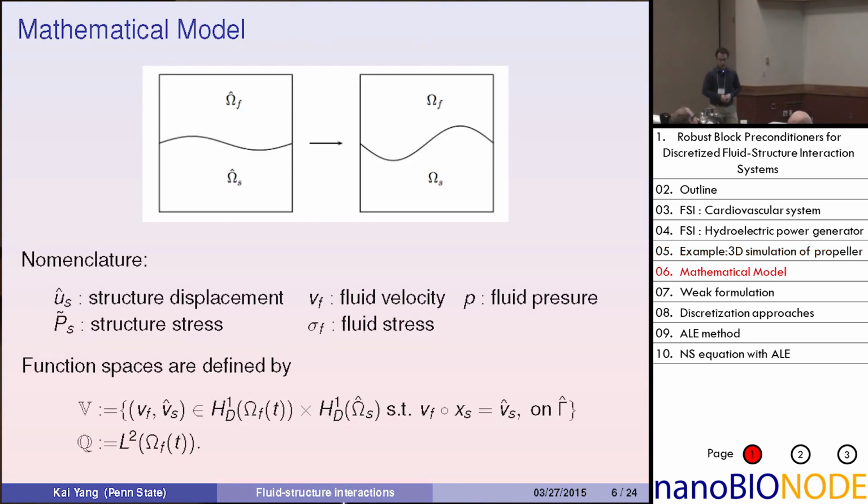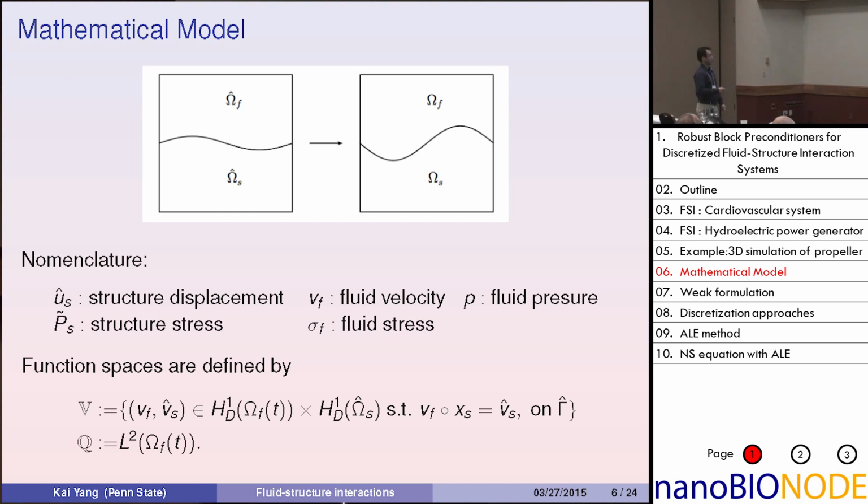Okay, next we talk about some mathematical model of FSI. So for fluid structure interaction, the interaction is on the interface. Due to the interaction, the location of the interface is time dependent. Therefore, the domain that the fluid and the structure occupies will change. Here, the notation is that with the subscript F, we refer to fluid. So it's the fluid domain and the structure domain. With the hat, it is the reference configuration, and without the hat is the current configuration.